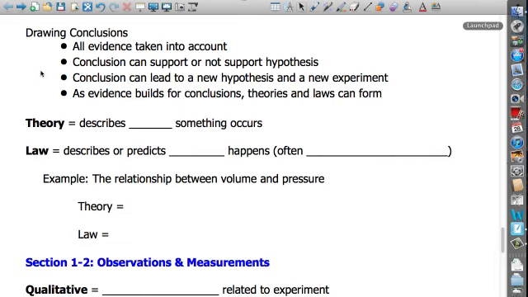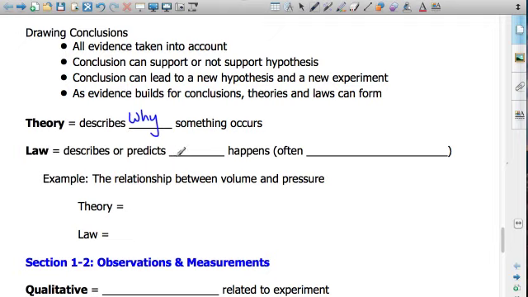As conclusions gather form and as you gain more and more evidence, then theories and laws can form. A theory and a law are not the same. A theory does not eventually become a law. They're both very different. A theory describes why something happens. A law describes or predicts what happens. And oftentimes, a law is mathematical.